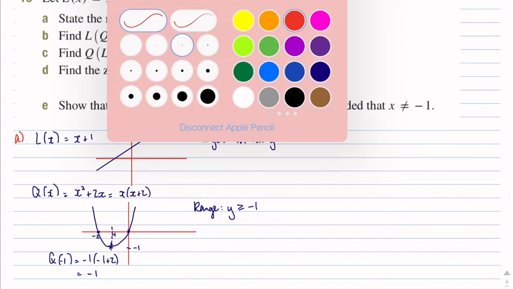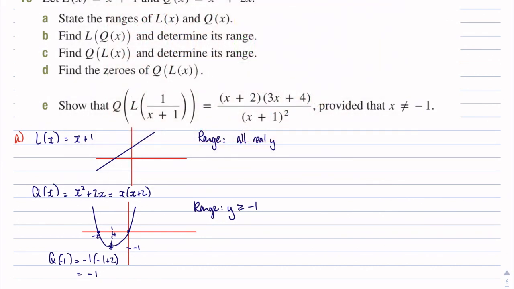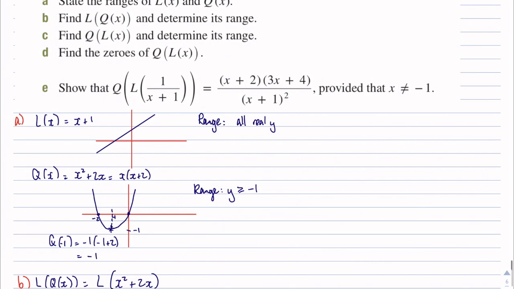Okay, for B, we have L of q of x. Now q of x was x squared plus 2x, so we have L of x squared plus 2x. L was x plus 1, so what we have is x squared plus 2x, that's instead of x, plus 1. And if I wanted to factorise that, that would come out as x plus 1 all squared.